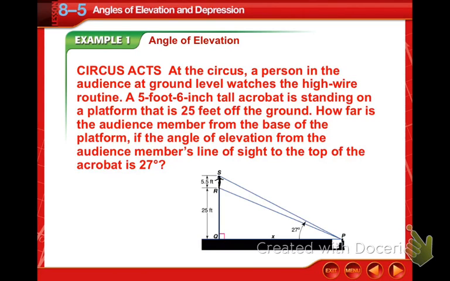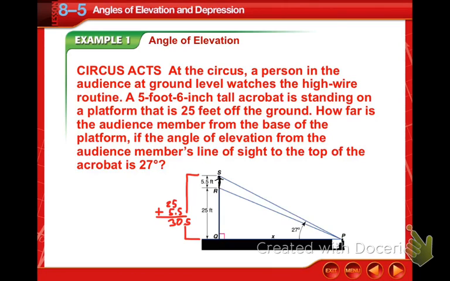Nice for us, there's already a picture drawn. We don't have to draw a picture. First thing we should always do is draw a picture, unless there's one given to us, and we can use that to our advantage. It even has our angle in there, has everything we need. The only thing we need to do is account for the fact that the person in the audience is looking at the top of the acrobat's head. So instead of just having the 25 feet or just the 5.5 feet, we need to have those added together. So 25 plus 5.5 gets you 30.5, and that is the length from here down to the audience member. So that's going to be our height there.